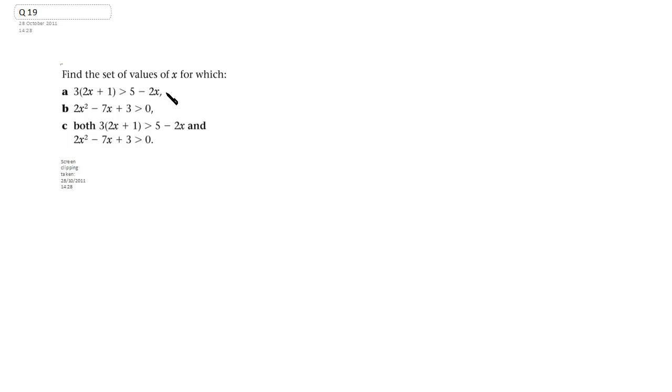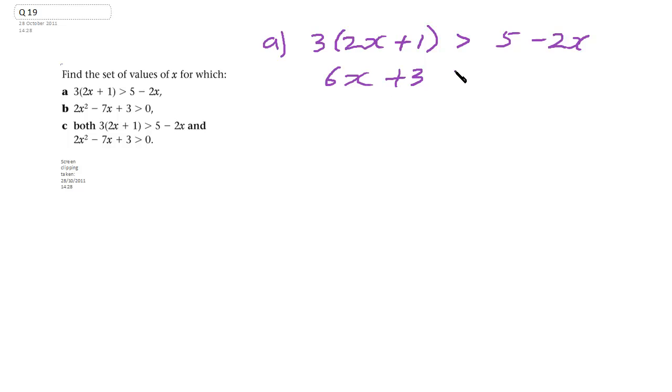Okay, we're going to solve these inequalities. So let's start off with the first one, part A, up here. So I'm going to go 3 open brackets 2x plus 1 is greater than 5 minus 2x. Well, let's remove the brackets first. 3 times 2 gives us 6x plus 3 is greater than 5 minus 2x.